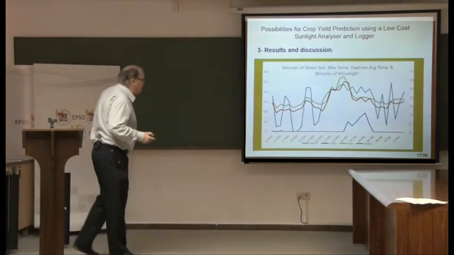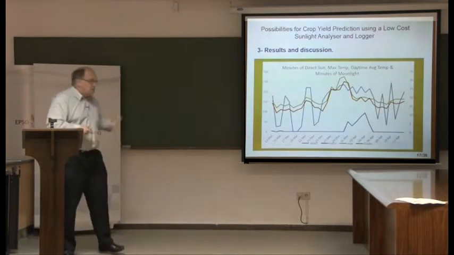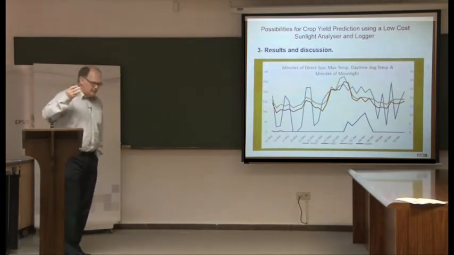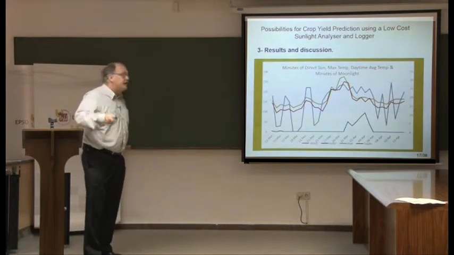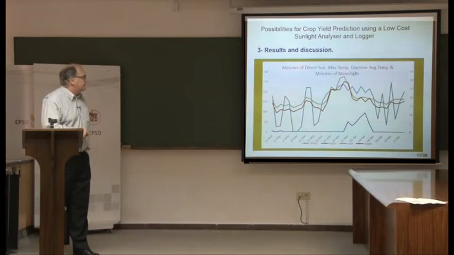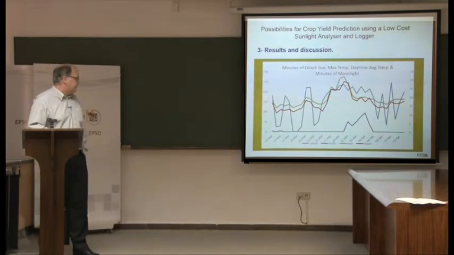I didn't have access to a pyranometer or other device for correlating this, so what I did was take the maximum temperature and the daytime average temperature from an independent data source, and I tried to correlate that against the number of minutes of direct sun that the sensor saw. I've also plotted the number of minutes of moonlight just for interest.